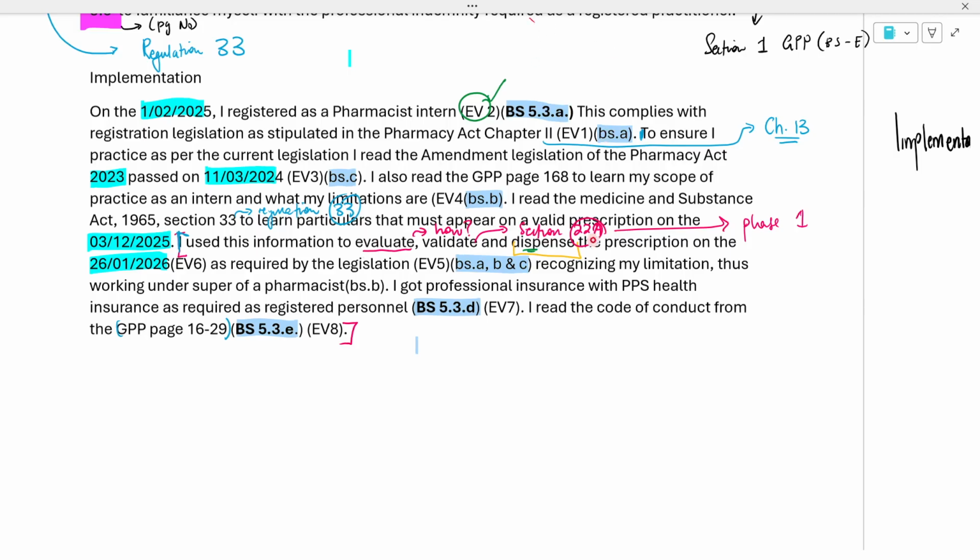Okay. And then here, recognizing limitations and you're working under supervision. Okay, this is okay, but you link it with the planning log. I got professional insurance with PPS. Okay, this is okay. This is okay. But you are not stating how you applied the code of conduct here. What did you do to apply the code of conduct? Check the requirement for your code of conduct.